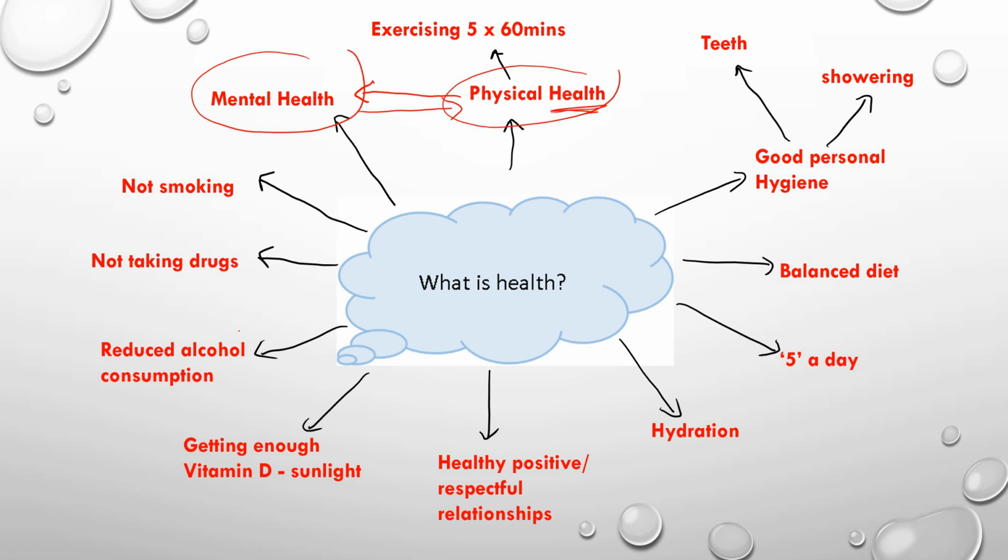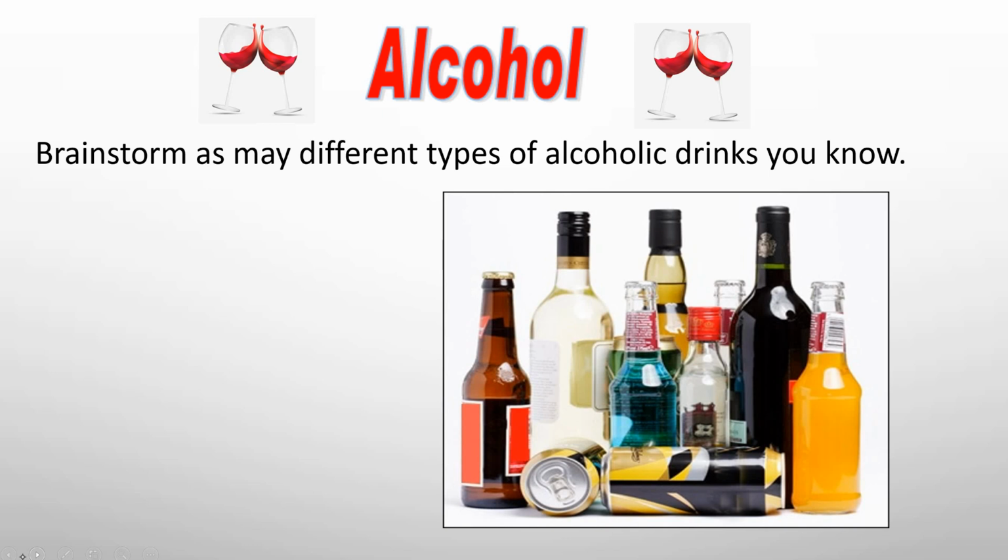Now we're going to be looking at this particular aspect, okay, of keeping a happy, healthy body. We're going to be looking at alcohol. And the first thing I want you to do is to brainstorm as many different types of alcoholic drinks you know. I don't mean brands, so I don't mean things like Carling, okay, or Jack Daniels, okay. They are what we would call a brand of a drink. Actually, what are those types of drinks?